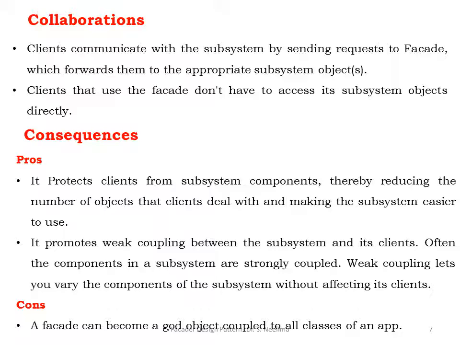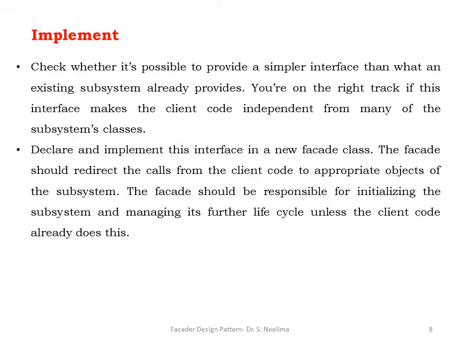Coming to the con, a facade can become a god object coupled to all classes of an app. Several steps are there for implementing the pattern. Check whether it's possible to provide a simpler interface than what an existing subsystem already provides. You're on the right track if this interface makes the client code independent from many of the subsystem's classes. After that, you have to declare and implement this interface in a new facade class. The facade should redirect the calls from the client code to appropriate objects of the subsystem.